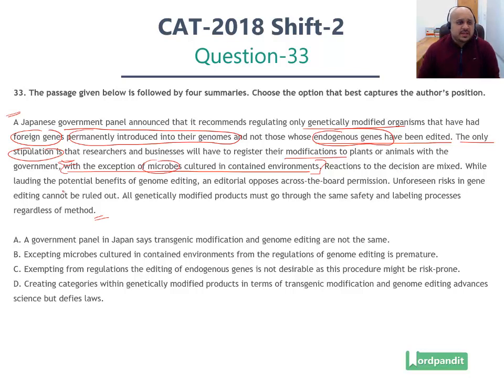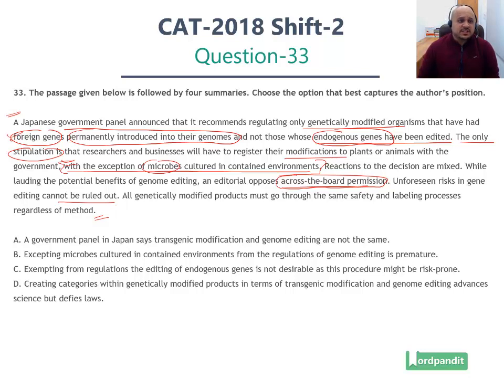Reactions to the decision were mixed. While lauding the potential benefits of genome editing, an editorial opposes across the board permission. So an editorial is opposing across the board permission, right? The editorial is opposing the fact that endogenous genes have been given the green flag. They've been told you can do whatever you want. It says unforeseen risks in gene editing cannot be ruled out. So basically it's targeting endogenous genes.